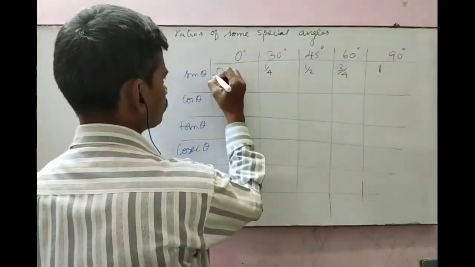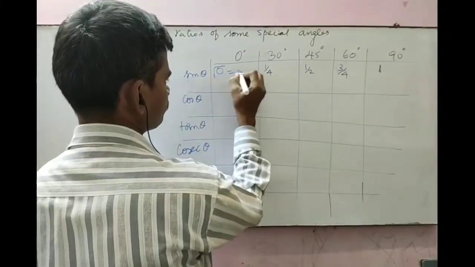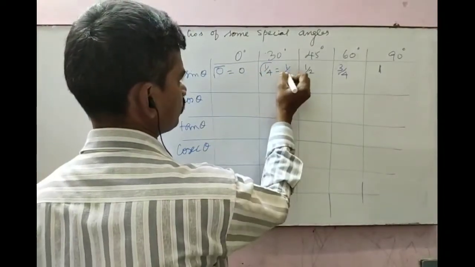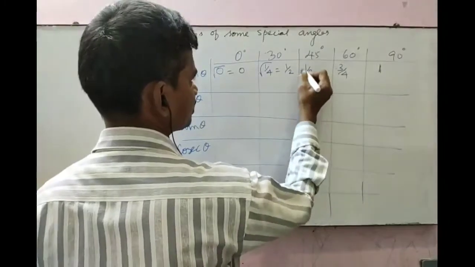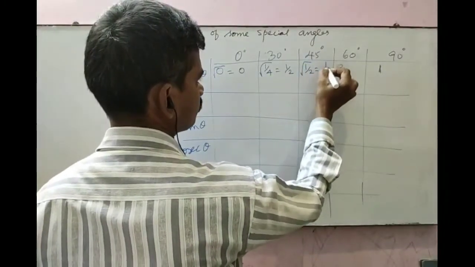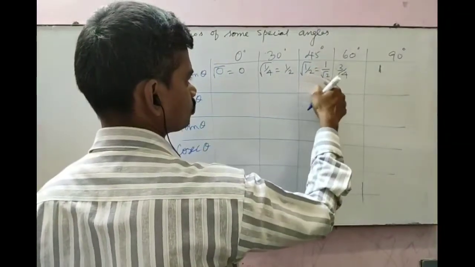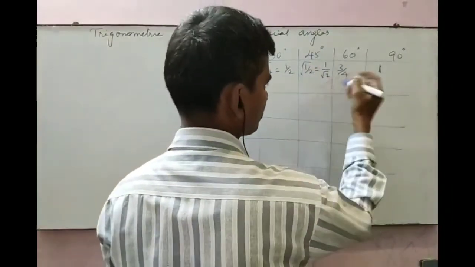So you have to take the root of those things. Root of 0 is 0. If you take the root of 1 by 4, you will get 1 by 2. If you take the root of 1 by 2, you will get 1 by root 2. So root 1 is 1, root 2 cannot be taken out. So root 2 will remain as it is.